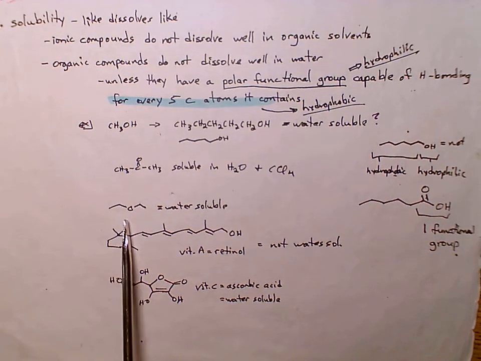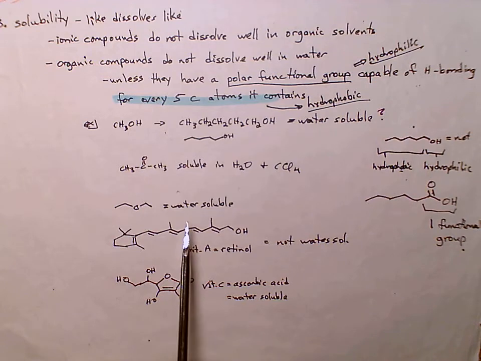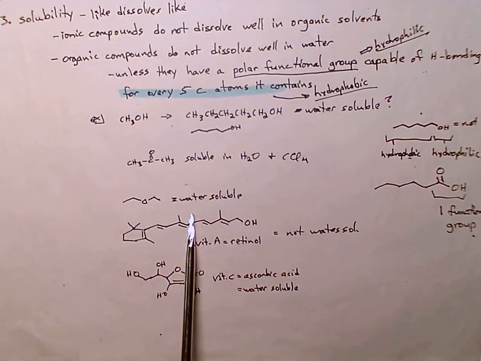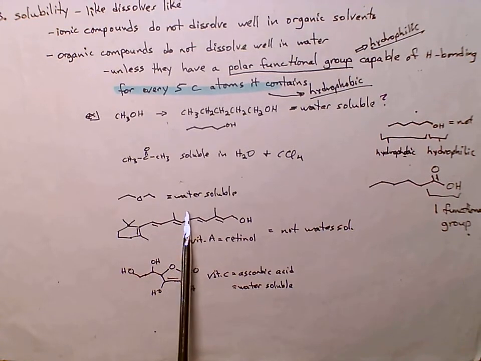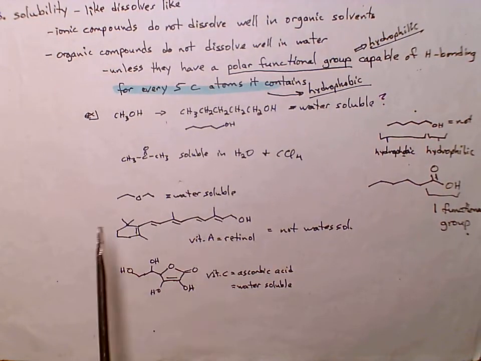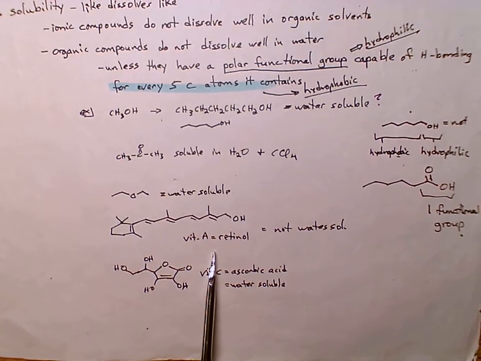1, 2, 3, diethyl ether here. 1 group, 1, 2, 3, 4 carbons. We call it water soluble, but we actually used it in lab. It's not very water soluble. It's really not that water soluble. However, it's soluble enough that you have to add drying agents when you deal with ether, even though you do form 2 layers. Here's vitamin A, retinol.